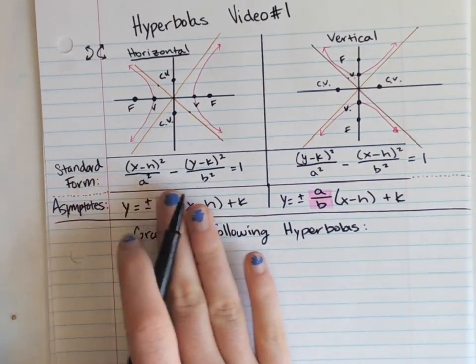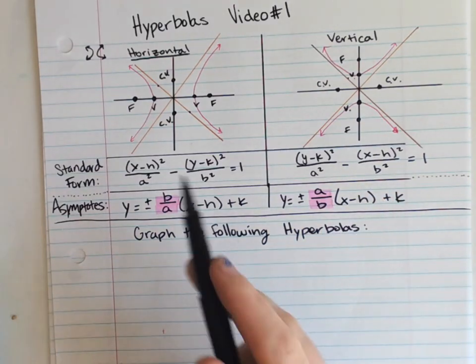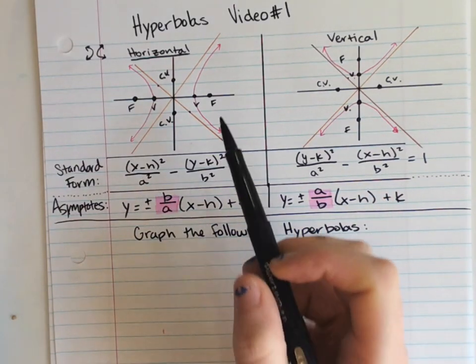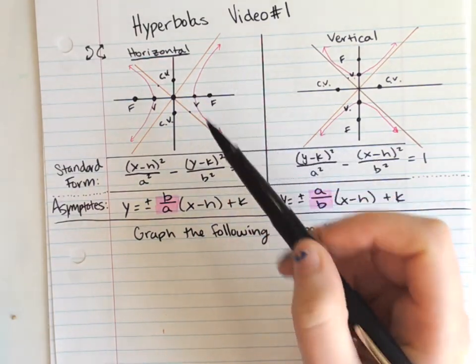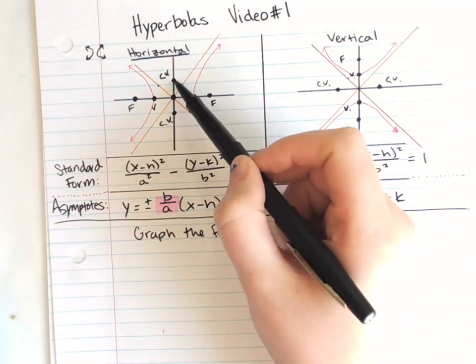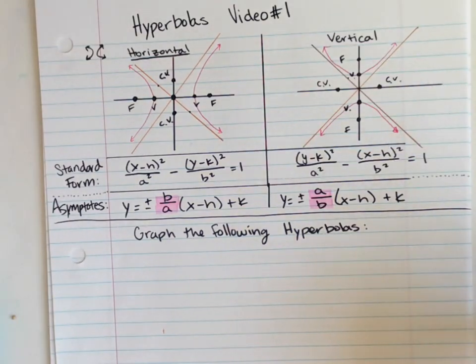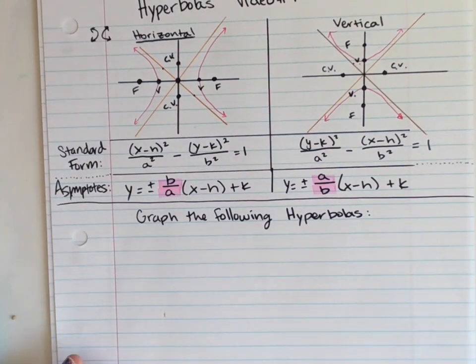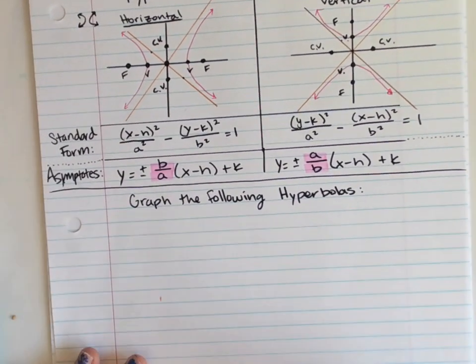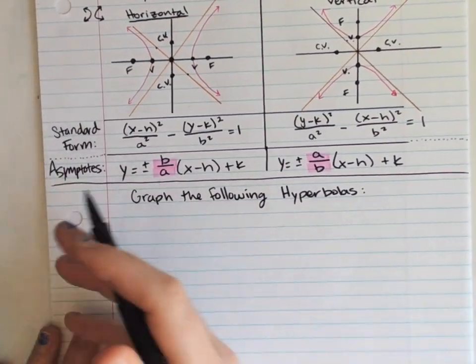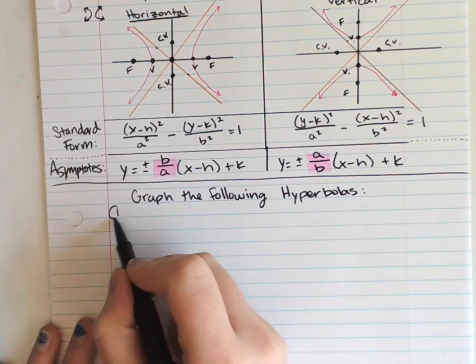I've reminded us about the equations, where a is always going to be the distance between the center and our vertex. The b is going to be between the center and the co-vertex. And then to find the foci, we're going to use that c equation. So let us try some practice problems. This is graphing hyperbolas given an equation. So let's do question 1A.